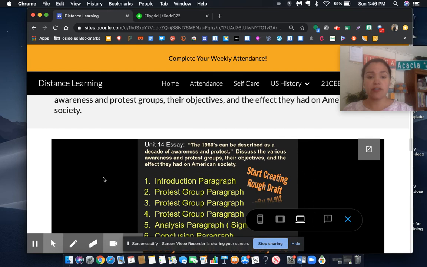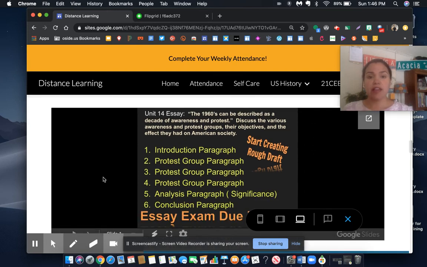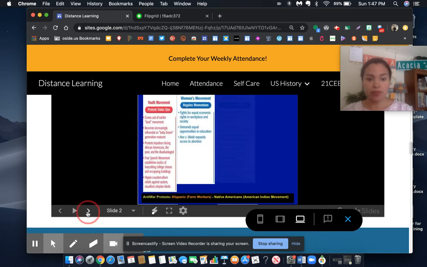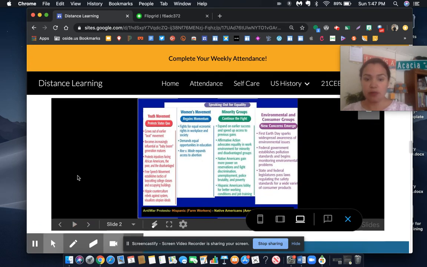I have integrated an essay slide deck right under the essay question. So here is the structure of your essay. You're going to have an introductory paragraph, 3 full body paragraphs, an analysis paragraph, and a conclusion paragraph. I've created for you a little slide deck on the groups. You're going to write 3 full paragraphs on protest groups. Now, what groups you choose is up to you.